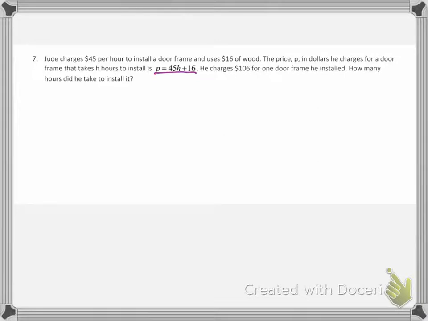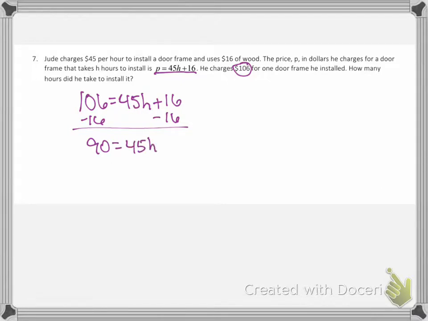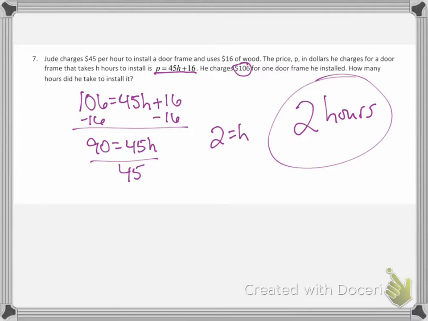So you've already got the equation, and I tell you how much he charged for one door. Well, what he charges is the price, aka the variable P. So I'm going to take that 106, stick it in for P, and then all I'm doing is solving for H to find out how many hours it took him to install it. So I'm going to subtract 16. So I'll get 90 equals 45H. Divide everything by 45. 2 equals H. Therefore, it took him 2 hours to install it.